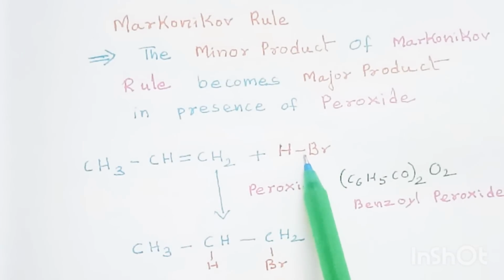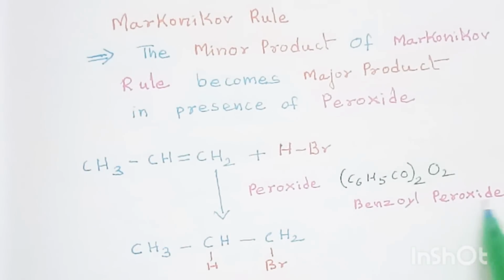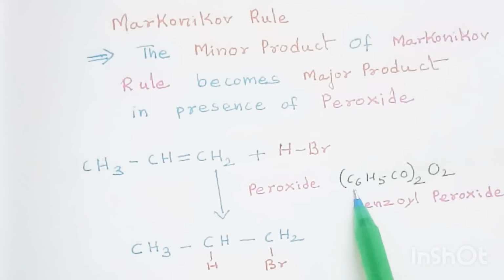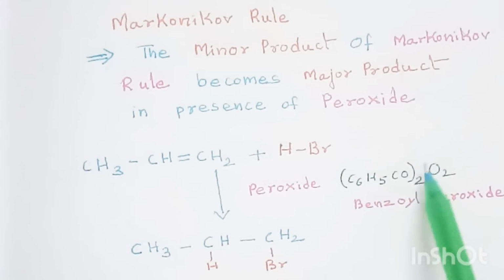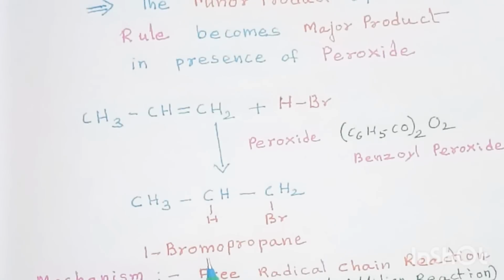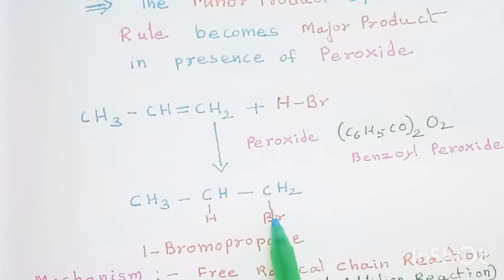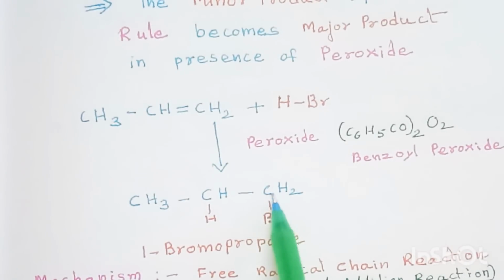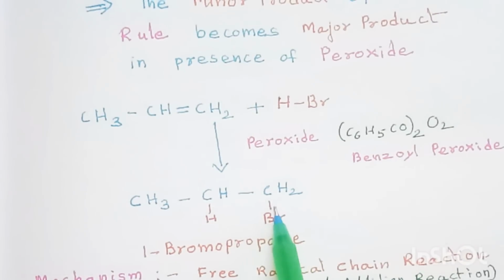When HBr is added, in presence of peroxide, usually we take benzoyl peroxide, that is C6H5CO taken twice O2. It is benzoyl peroxide. We get 1-bromopropane as major product. That is, the bromine gets attached to the carbon with more number of hydrogen atoms, that is third carbon.